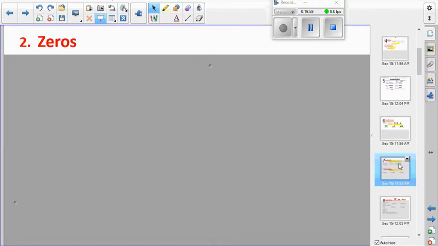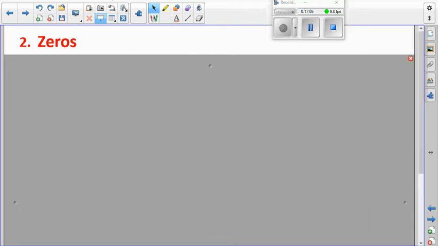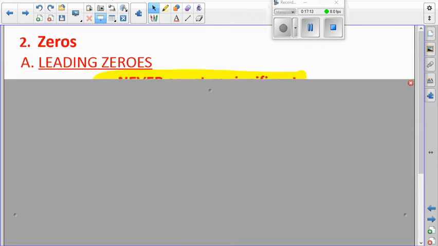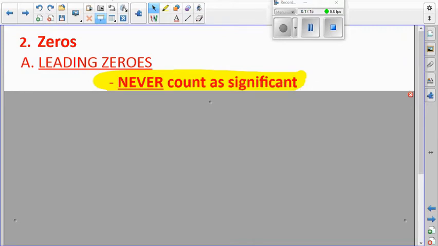It gets a little saucy when you start talking about zeros. A little bit of sauce coming your way. Leading zeros, okay? So there's 3 flavors of zeros. Leading zeros are never significant. Leading zeros are never significant.